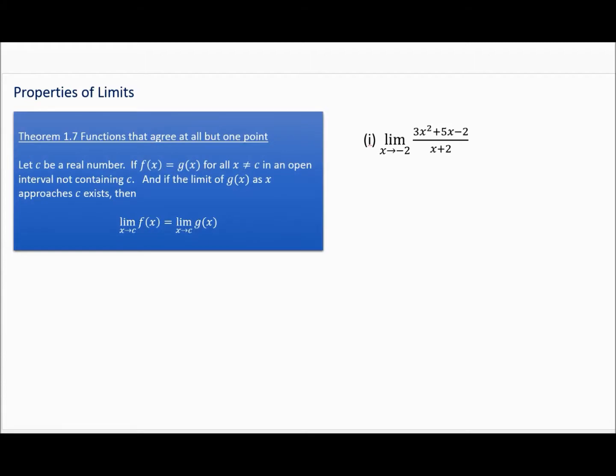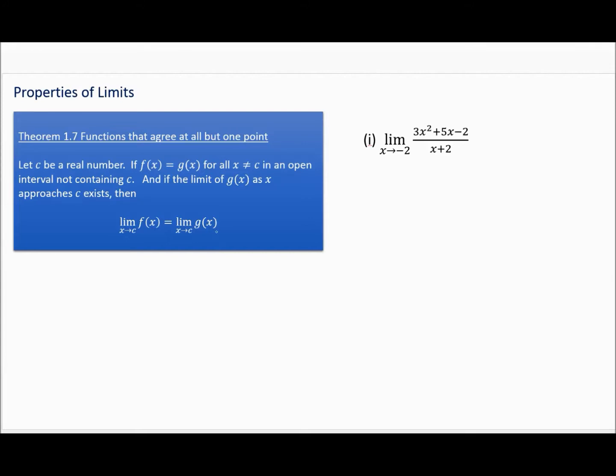Now, here's a theorem you're going to use a lot. The other ones you will too. Theorem 1.7, functions that agree at all but one point. So notice it says let c be a real number, as it always is. If f of x equals g of x for all x not equal to c in an open interval containing c, and if the limit of g of x as x approaches c exists, then the limit as x goes to c of f of x is the same as the limit as x goes to c of g of x. The best way to explain this theorem is actually to use a problem.